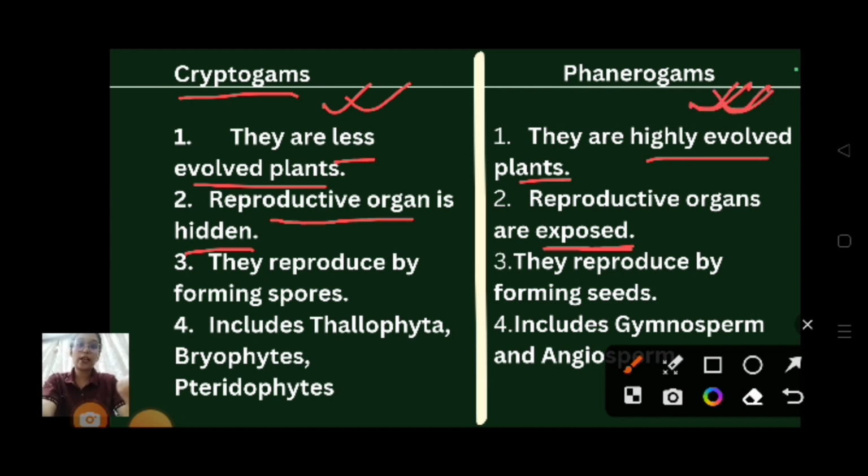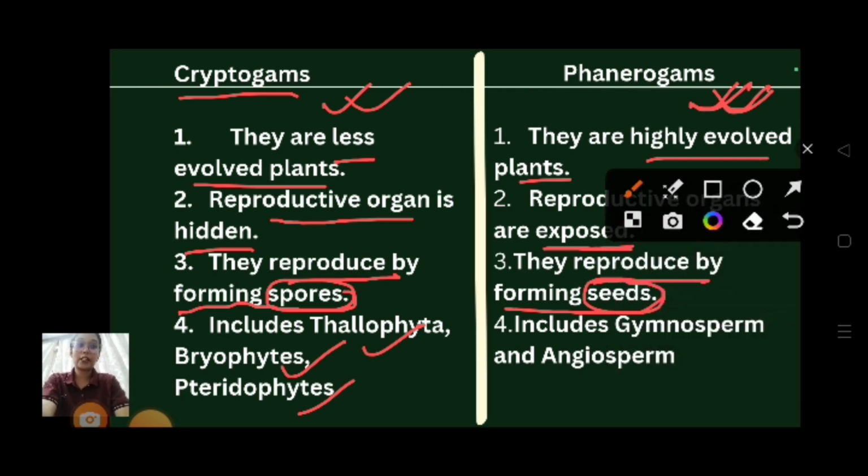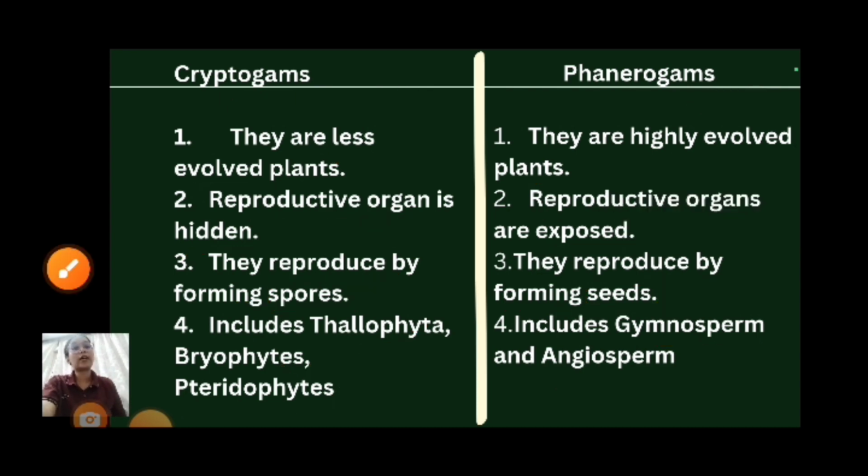The third point: they reproduce by forming spores, spore formation, but in this case they reproduce by forming seeds. Getting my point? They include thallophytes, the algae, bryophytes, pteridophytes, and here they include gymnosperms and angiosperms. Getting the difference between cryptogams and phanerogams?